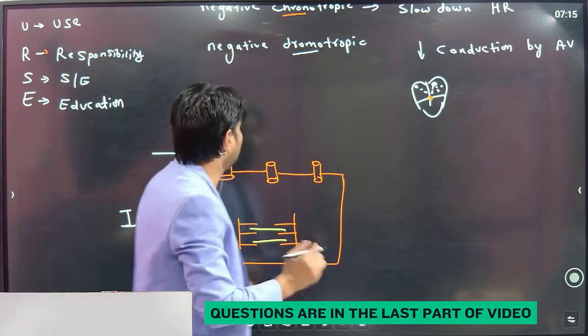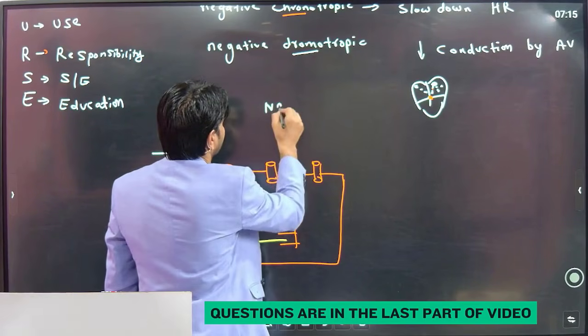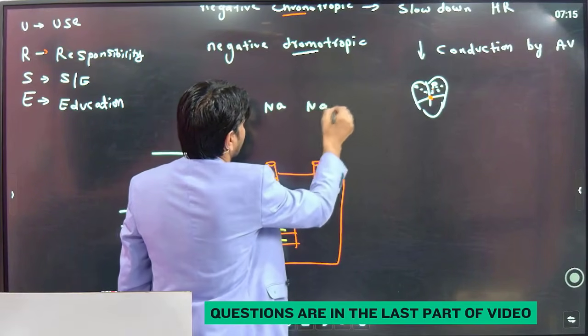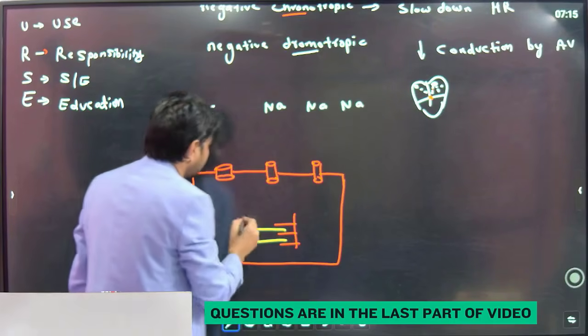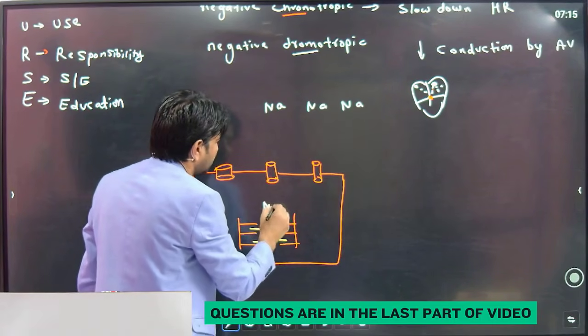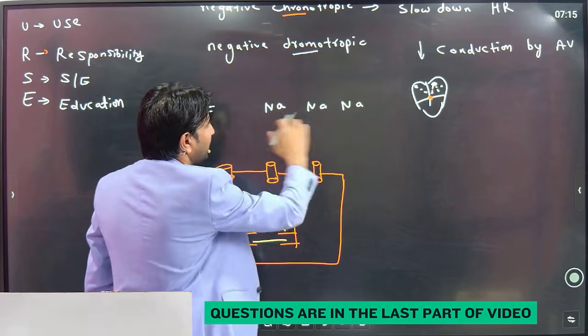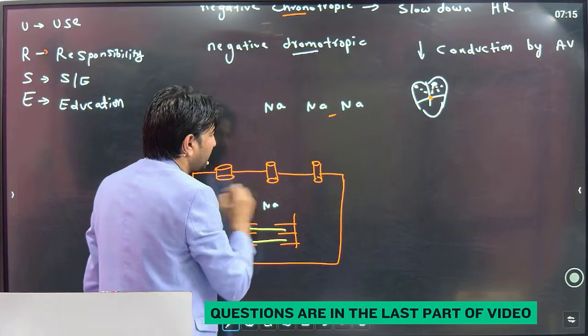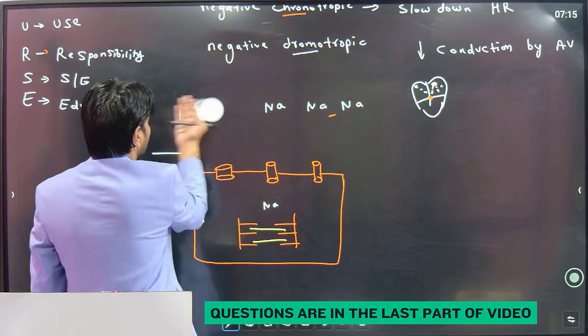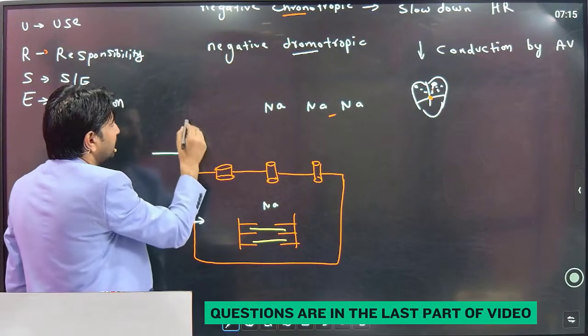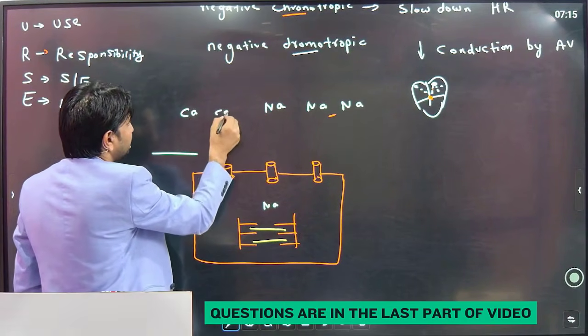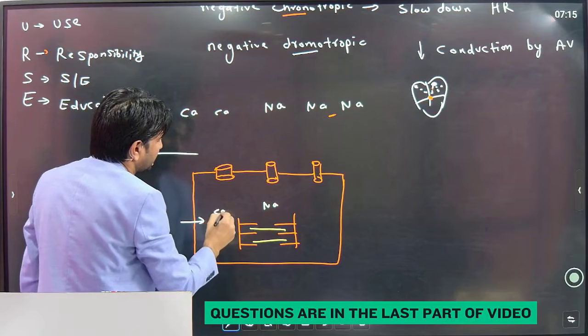We know that sodium is higher in the extracellular fluid, and sodium is lower in the intracellular fluid. See, I've drawn more sodium here. I've drawn a smaller amount of sodium here. In the extracellular fluid, calcium is also higher, and in the intracellular fluid, calcium is lower.